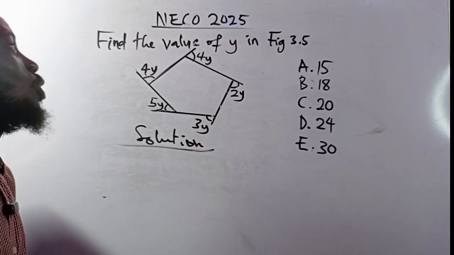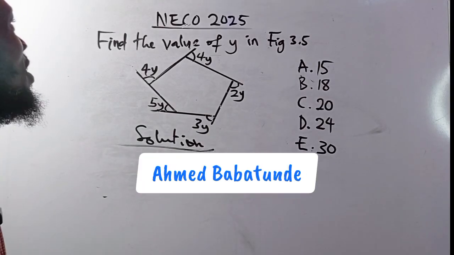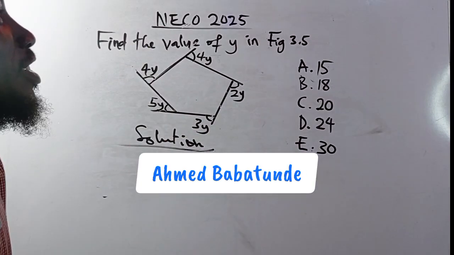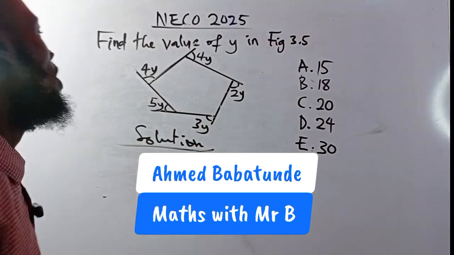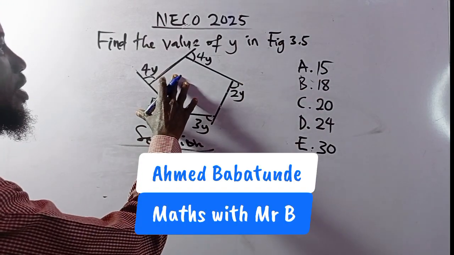Let's look at this NECO question 2025. Find the value of y in figure 3.5. So this is a polygon.